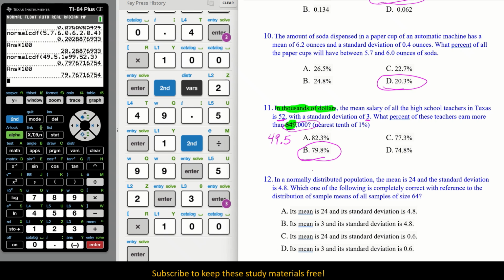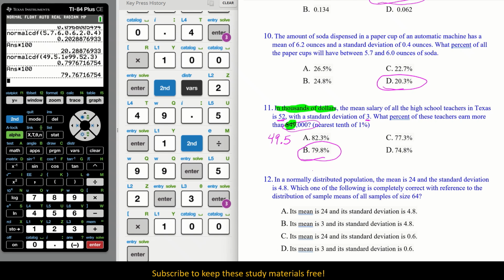All right, so let's look at number 12. In a normally distributed population, which tells us we can use the items in our calculator, the mean is 24 and the standard deviation is 4.8. Which one of the following is completely correct with reference to the distribution of sample mean of all samples of size 64? Notice they're talking about distribution and sample means.